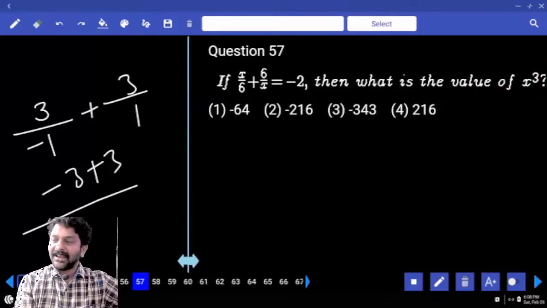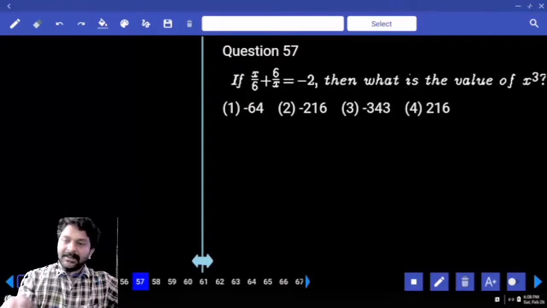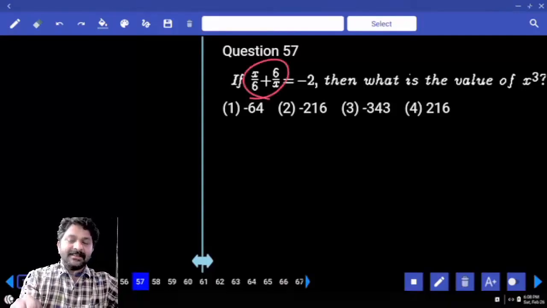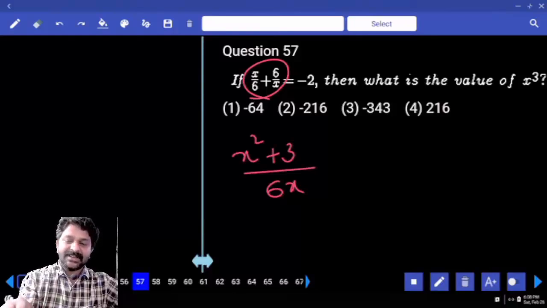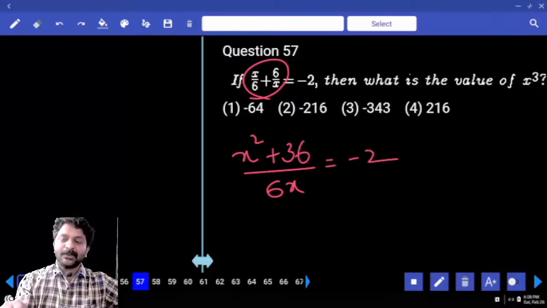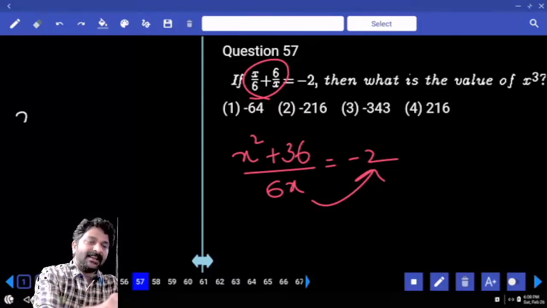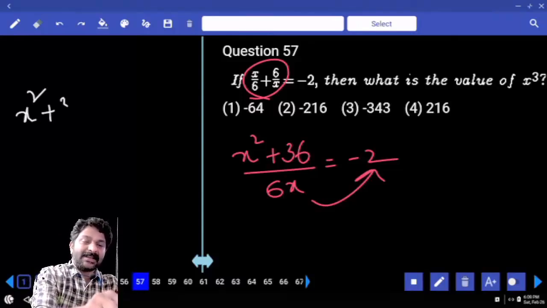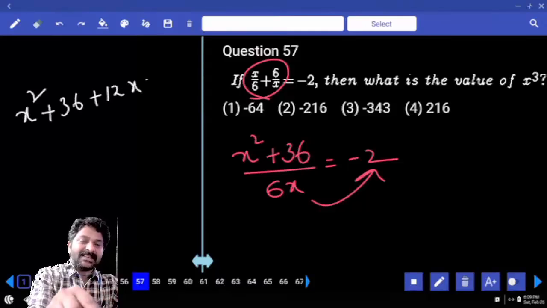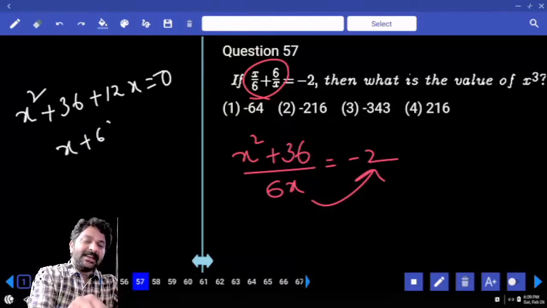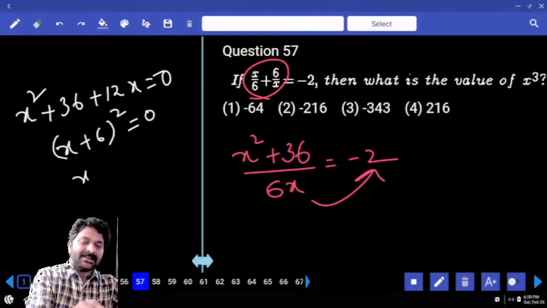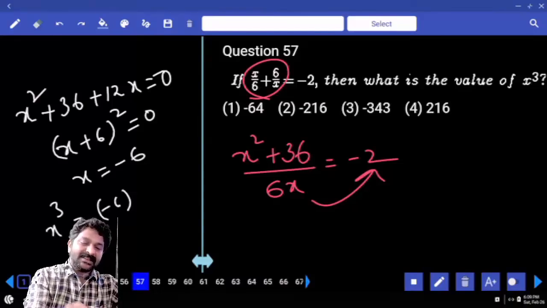Right? From this we were asked to calculate the x cube value. From this take the denominator as common, that is 6x, numerator becomes x square plus 6 into 6, 36, is equal to minus 2. 6x goes to the other side, becomes minus 12x. When that value comes to the left hand side, the entire equation becomes x square plus 36 plus 12x is equal to 0. The same we can write as x plus 6 whole square is equal to 0. That means x is equal to minus 6. We were asked to calculate the x cube value, that is minus 6 whole cube, that is minus 216, answer.